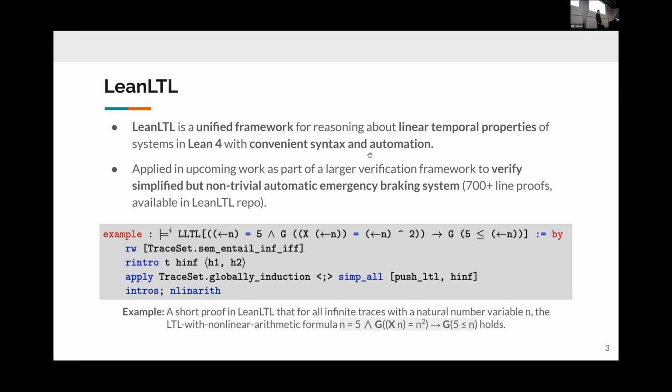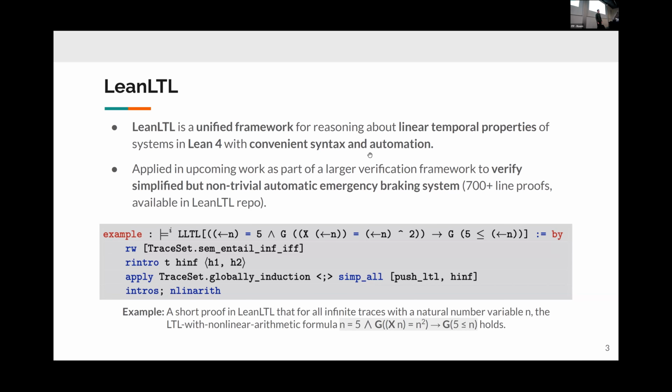We're applying it in upcoming work as part of a larger verification framework for verifying cyber-physical systems, where we've already used it in a simplified but non-trivial automatic emergency braking case study, which has some proofs that I would consider non-trivial, but I'm not a Lean expert. So they're available in the LeanLTL repo if you want to take a look.